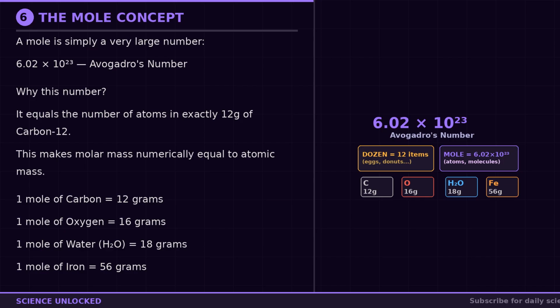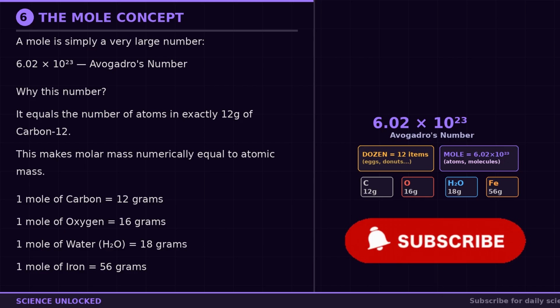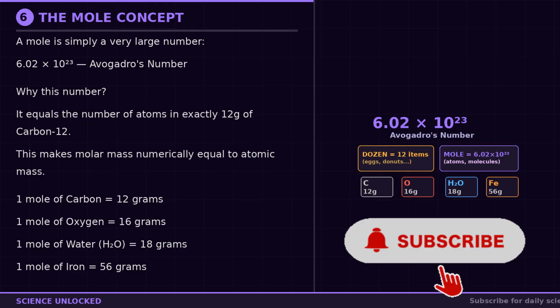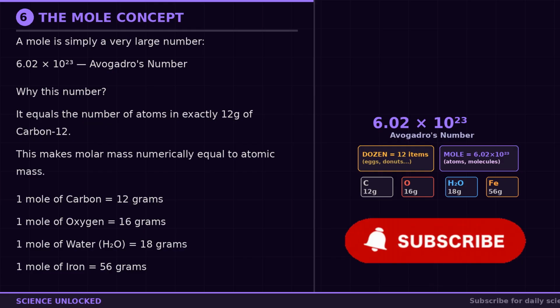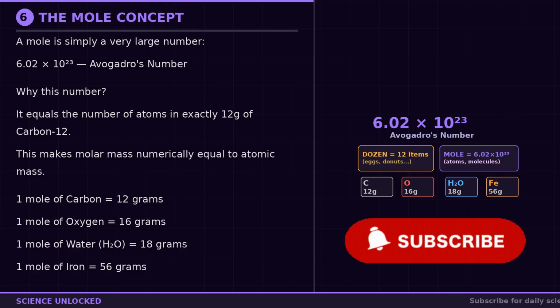Conclusion. Chemistry is the science of why matter behaves the way it does. Every reaction, every bond, every property comes down to electrons, how many there are, how tightly they are held, and what atoms will do to achieve a full outer shell. When you understand electrons, chemistry starts to make sense.